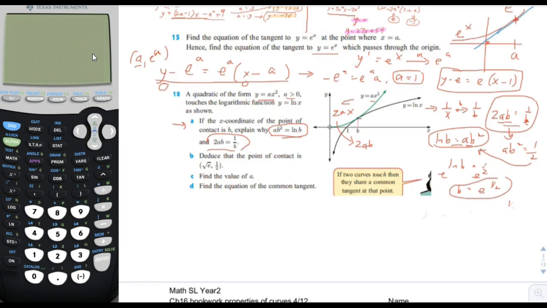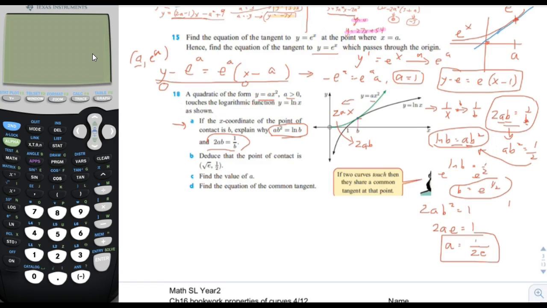Let's just try to figure out what a is now using one of these equations. So, for example, let's try the equation 2ab squared equals 1. We know that b is e to the 1/2, so b squared is e. So we have 2ae equals 1. So what's a equal to? It's equal to 1/2 divided by e. Okay, so that's what a is equal to.